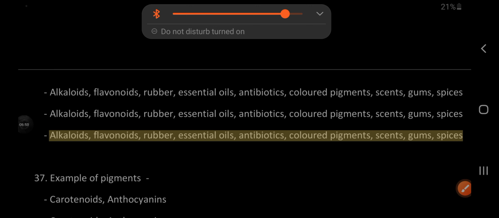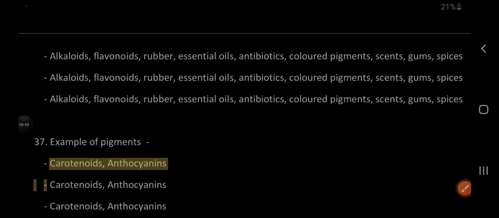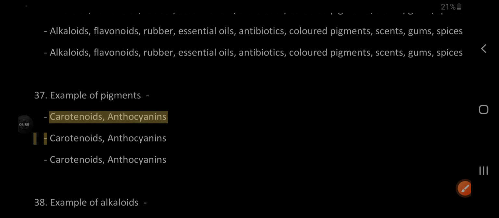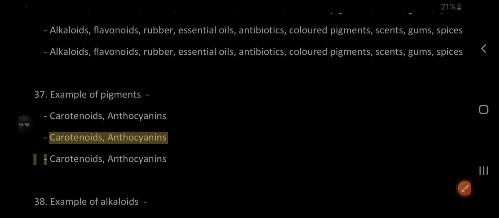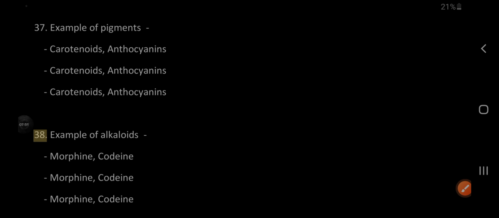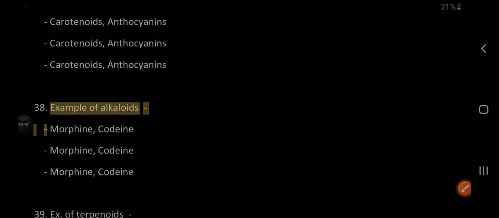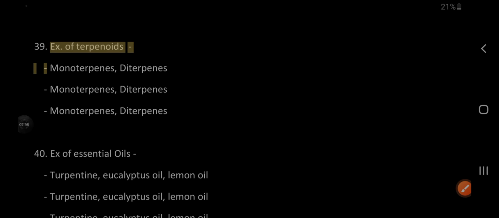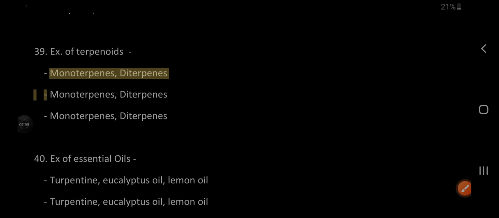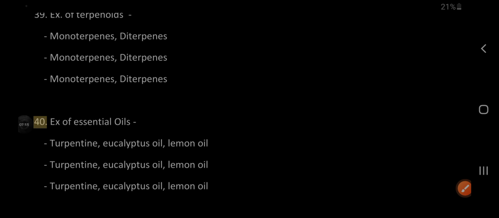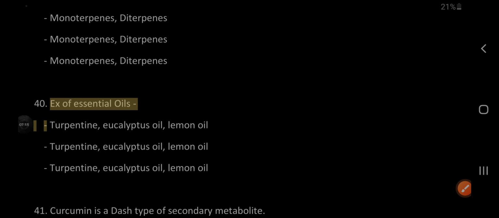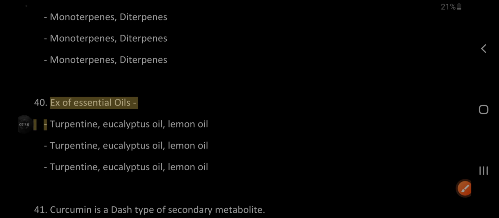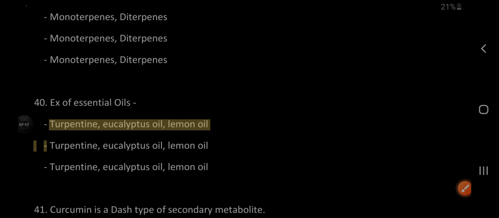37. Examples of pigments: carotenoids, anthocyanins. 38. Examples of alkaloids: morphine, codeine. 39. Examples of terpenoids: monoterpenes, diterpenes. 40. Examples of essential oils: turpentine, eucalyptus oil, lemon oil.